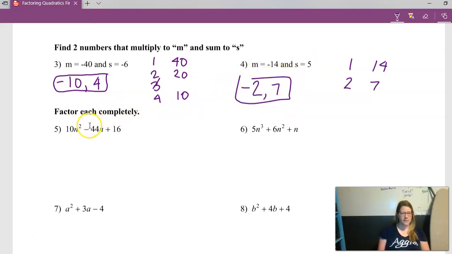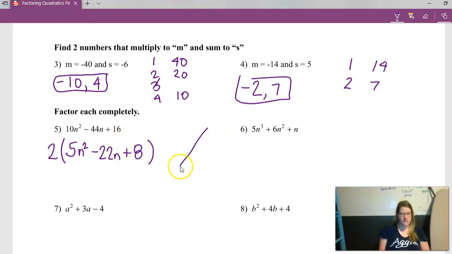Okay, now we want to factor completely. So this is where we want to first look for that common factor. We're going to factor out the greatest common factor, and then what's left in the parentheses, we're going to use our X factor technique. So let's first just look for our common factor. We have 10, 44, and 16. So it looks like the greatest common factor here is 2. I'm going to pull a 2, and that will leave me with 5n squared. Just divide that number by 2, right? 44 divided by 2 is 22, and 16 divided by 2 is 8.